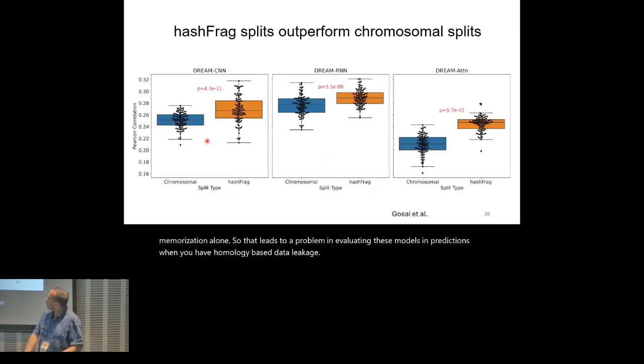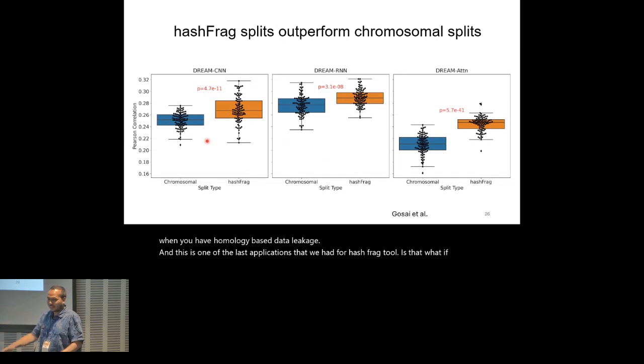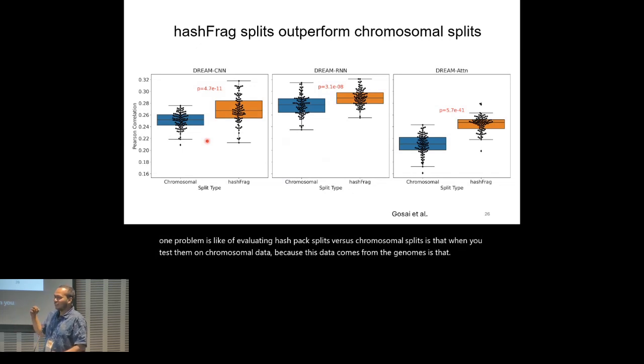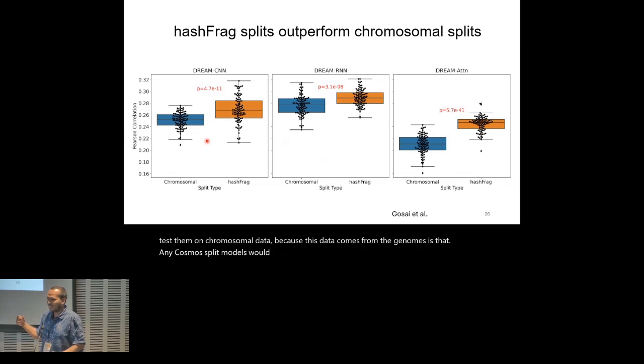And this is one of the last applications that we had for the hashfrag tool: what if we create homology-aware train-test splits, what would happen? By the way, one problem of evaluating hashfrag splits versus chromosomal splits is that when you test them on chromosomal data, because this data comes from the genomes, any chromosomal split models would have a benefit by default. So you may just have an overestimation.